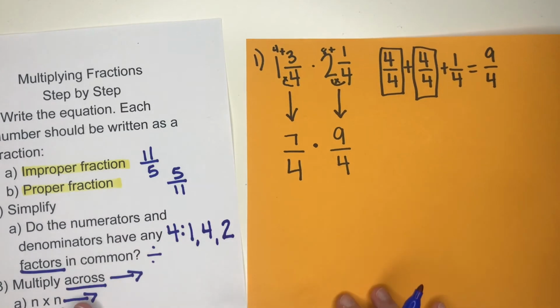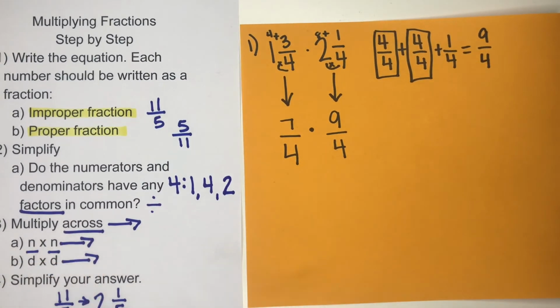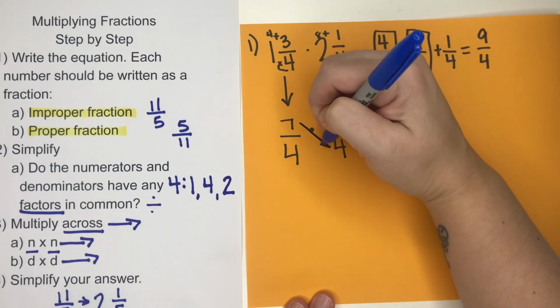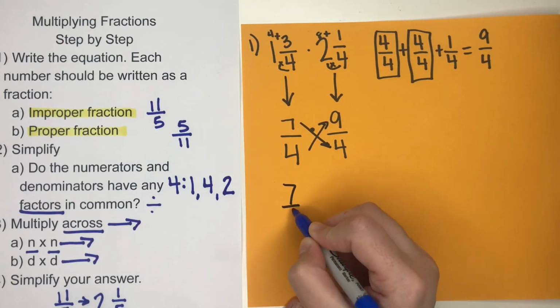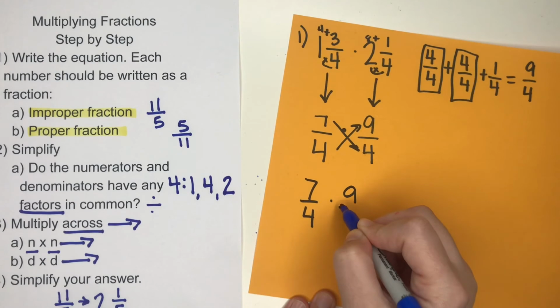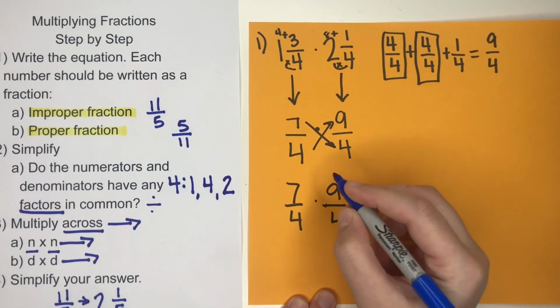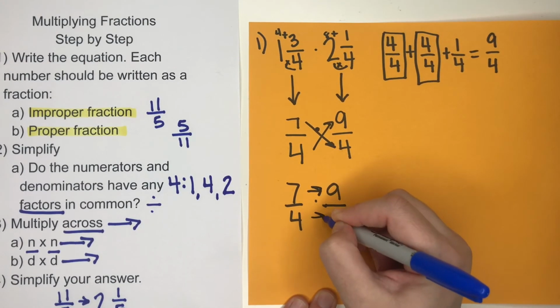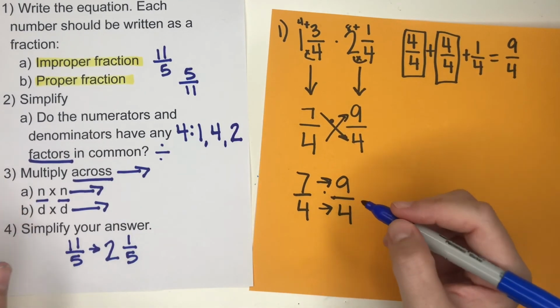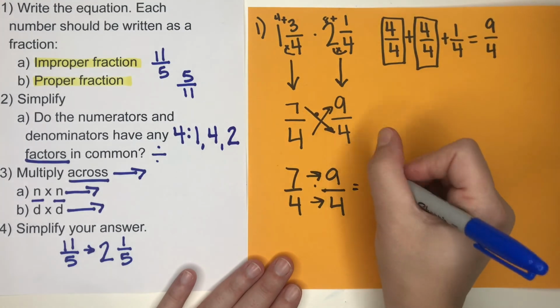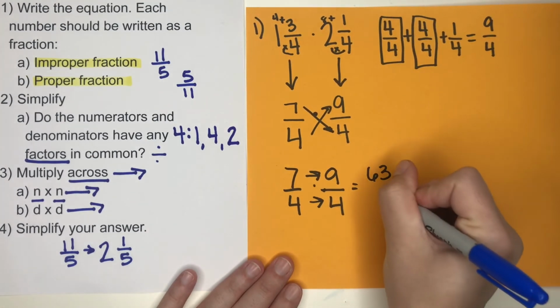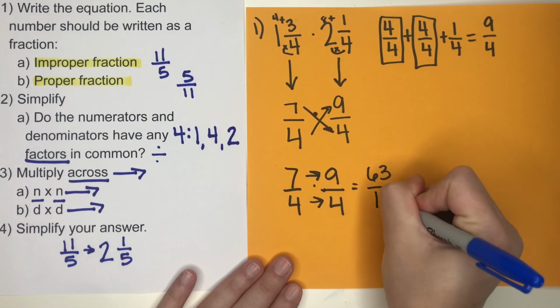All right, so now we do any kind of simplifying possible. As you can see, there is no factor that 7 and 4 or 4 and 9 have in common. So we are just going to leave them as they are. So we have 7 over 4 times 9 over 4, and we are going to multiply across. So now we are on step 3, multiply across. So I have 63 as my numerator, and I have 16 as my denominator.